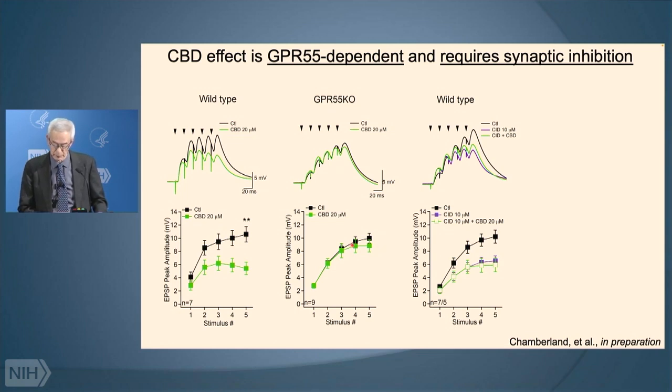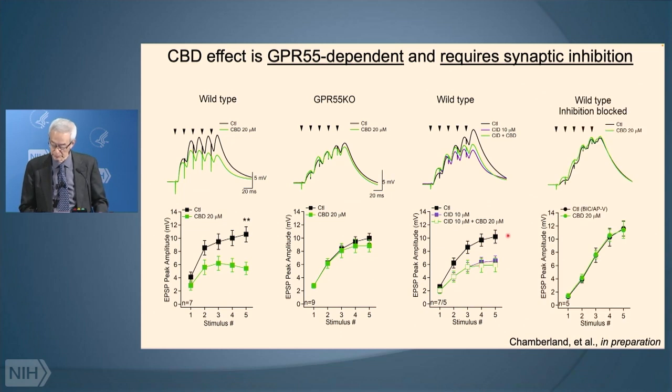Whether you knock out the receptor and eliminate the effect, or stimulate the receptor using CID and get the full effect, either way, it's very convincing evidence that this effect on excitability and synaptic transmission is GPR55 dependent. Now, the key experiment is to compare the results of excitatory transmission alone or excitatory transmission with GABA receptors blocked. So normally we have both glutamate receptors and GABA receptors. If we block GABA receptors, now the effect once again of CBD completely goes away.